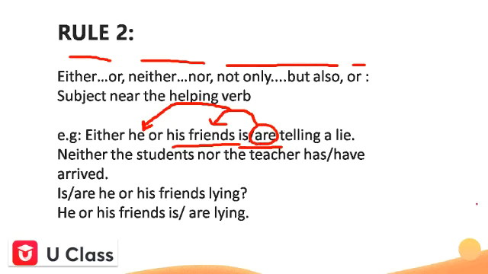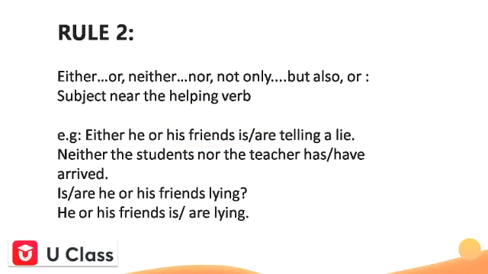Next, neither the students nor the teacher has or have arrived. What will be the answer? Okay, I'm getting mixed answers. Has and have both. Okay, tell me what is the helping verb in this sentence?